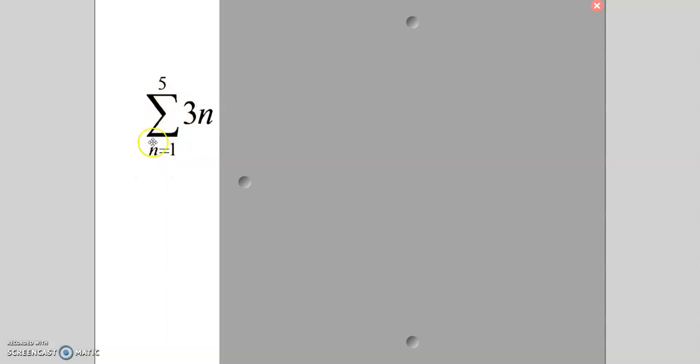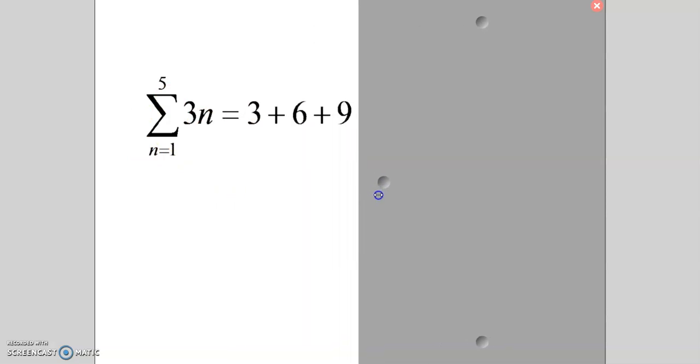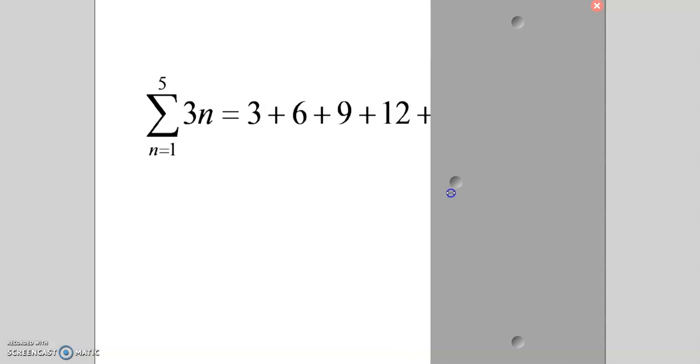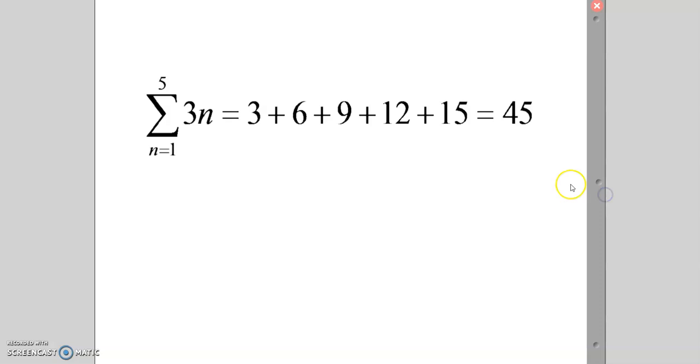This symbol right here is called a summation symbol. And here's this weird thing. So what does all this mean? Well, let me show you what it means and we'll see if we can figure out how we get it. So this means you're supposed to do 3 plus 6 plus 9 plus 12 plus 15. And that gives you a total of 45. So this has a value of 45.